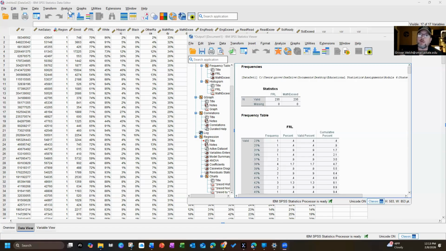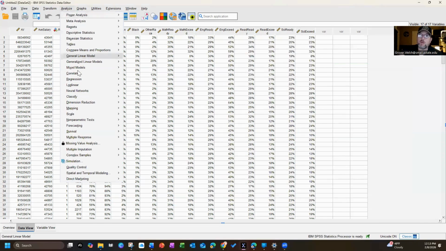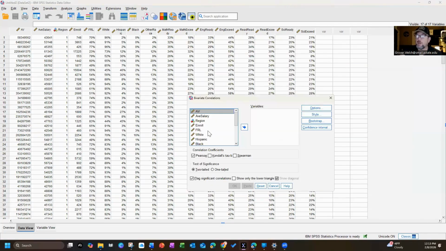First, I'm going to open the data set, which is the statewide school district data.sav. This is my data set here that I opened. It contains information from 235 school districts across the state. In order to access the correlation analysis, I went to Analyze, then Correlate, and then I hit Bivariate. Then I selected Free and Reduced Lunch, and then I went down and selected Math Exceeding, and then I hit OK.